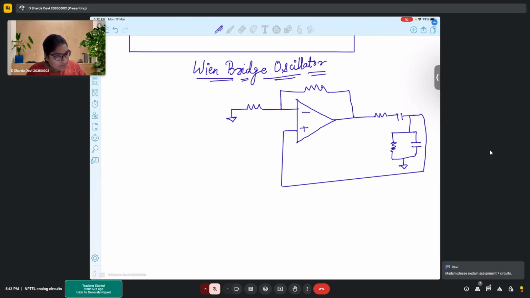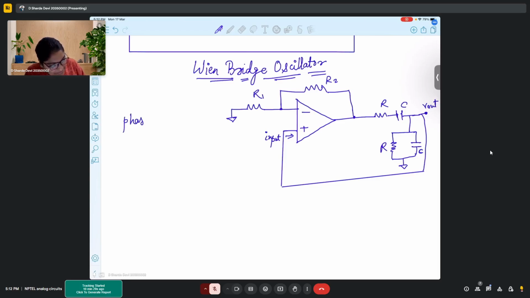Okay, so this is our Wien bridge oscillator. Here we take our V out from. So we already saw the transfer function, right? We wrote down the transfer function. First of all, since here the input is coming from the non-inverting terminal, the phase in the forward path is 0 degrees.